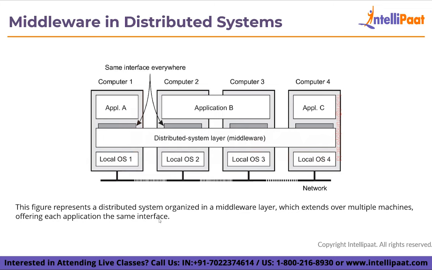In a sense, you can also say that middleware is to a distributed system what an operating system is to a computer. It is a manager of resources offering its applications the means to efficiently share and deploy those resources across a network. So he's basically drawing a parallel between the middleware and the operating system. He says that the middleware can be considered as the operating system of a single node.